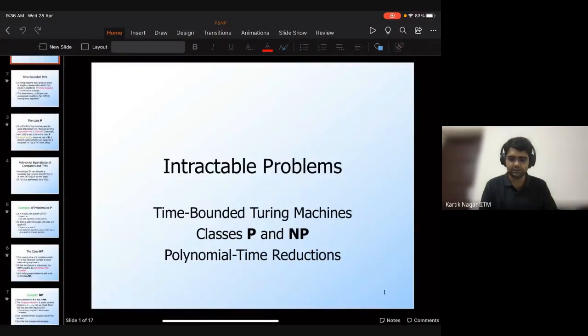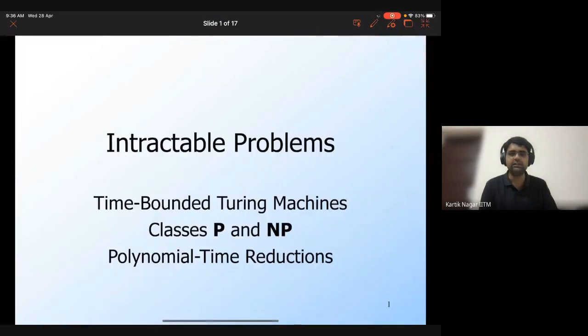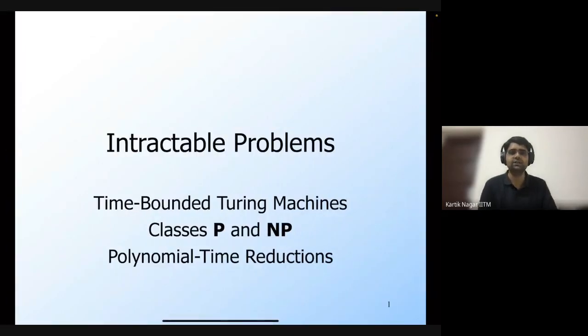Okay, so let's move to the last topic of this particular course, which is the topic of P and NP problems. In particular, intractable problems. I think that you will actually study this in much more detail in your design and analysis of algorithms course. But anyway, since this is part of the syllabus, I'm just going to briefly cover it.